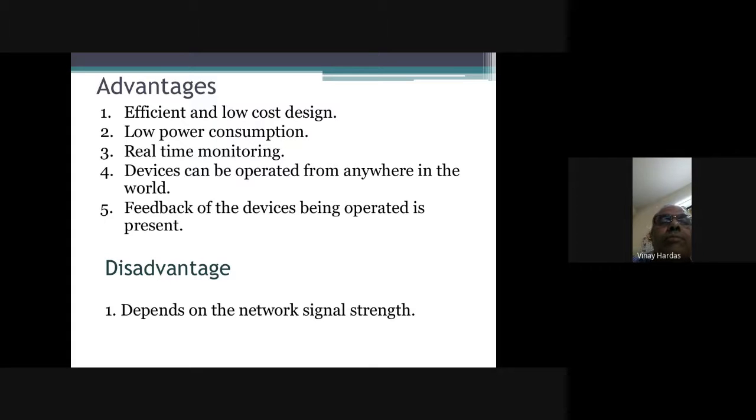Disadvantage: our project mostly depends on network signal, but nowadays in modern technology, network signal will be good. This disadvantage of network does not have much impact on our project.